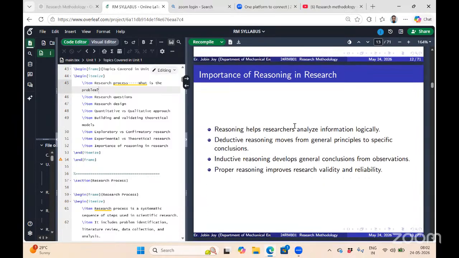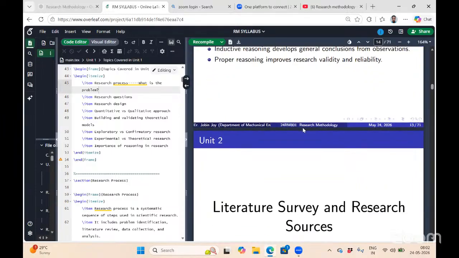What is the role of reasoning in research? Reasoning helps researchers to analyze information logically. We have two categories, deductive reasoning and inductive reasoning. Deductive reasoning moves from general principles to specific conclusions, whereas inductive reasoning develops general conclusions from observations. So proper reasoning improves research validity and reliability.